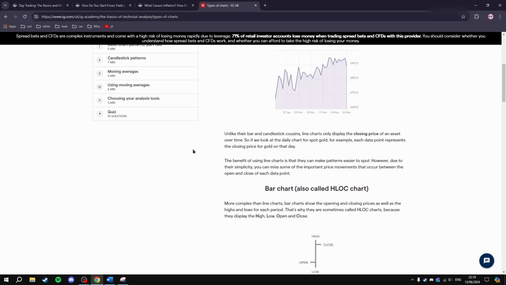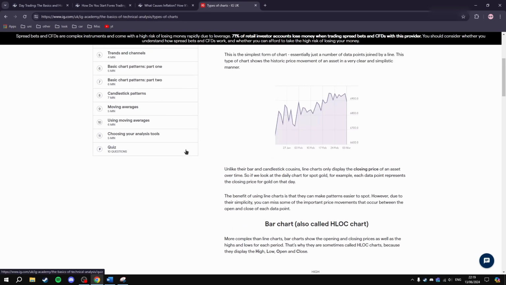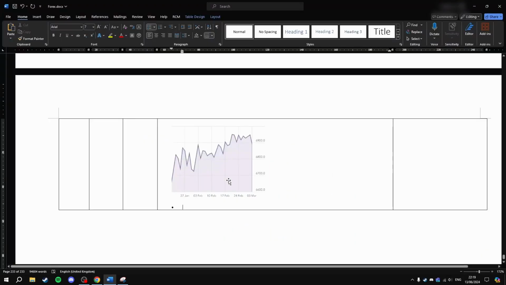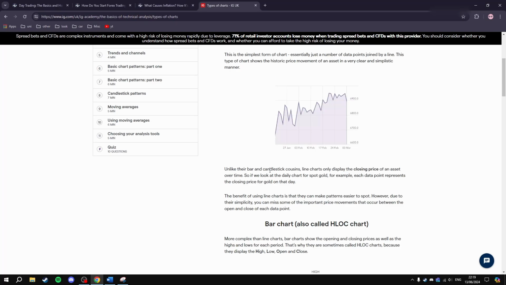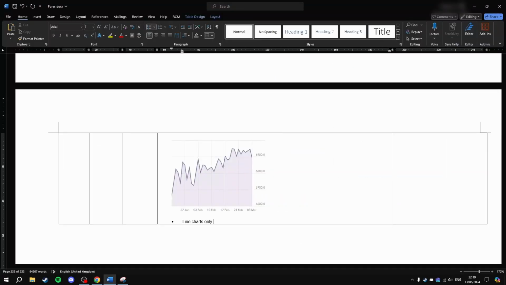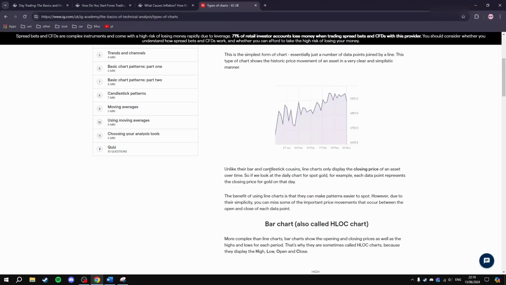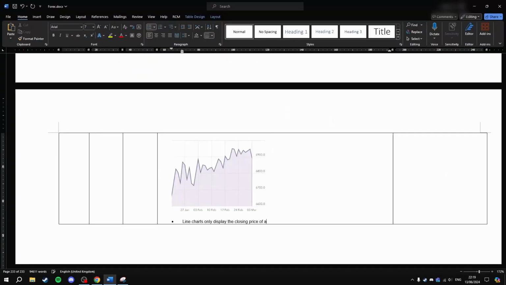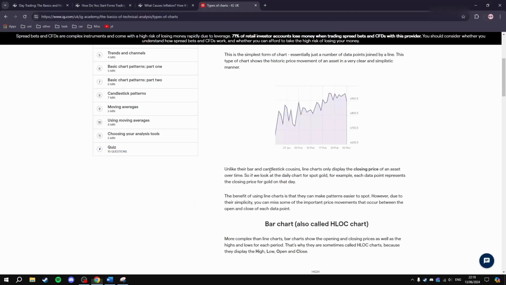Unlike their bar and candlestick cousins, line charts only display the closing price of an asset over time. So if we look at the daily chart for spot gold, for example, each data point represents the closing price for gold on that day.